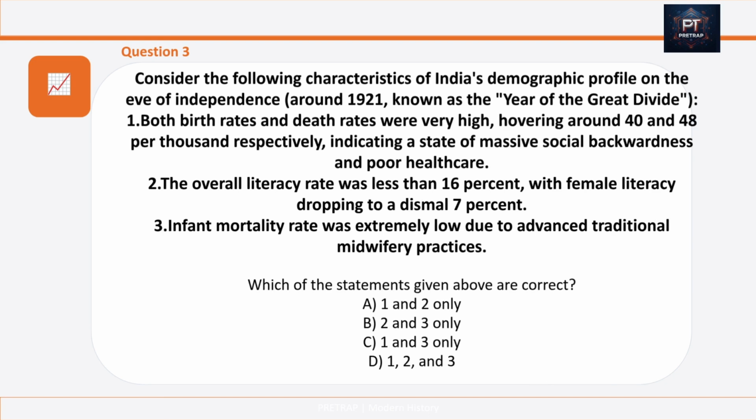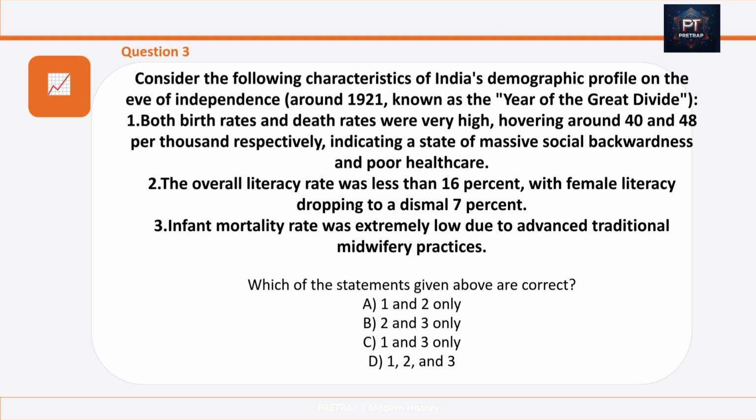Question number 3 is, consider the following characteristics of India's demographic profile on the eve of independence around 1921, known as the year of Great Divide. Number 1. Both birth rates and death rates were very high, hovering around 40 and 48 per thousand respectively, indicating a state of massive social backwardness and poor healthcare.